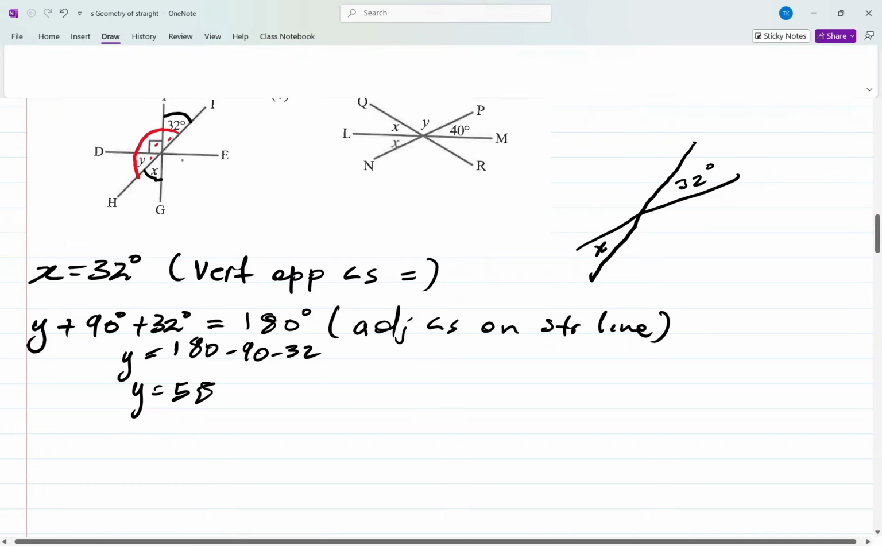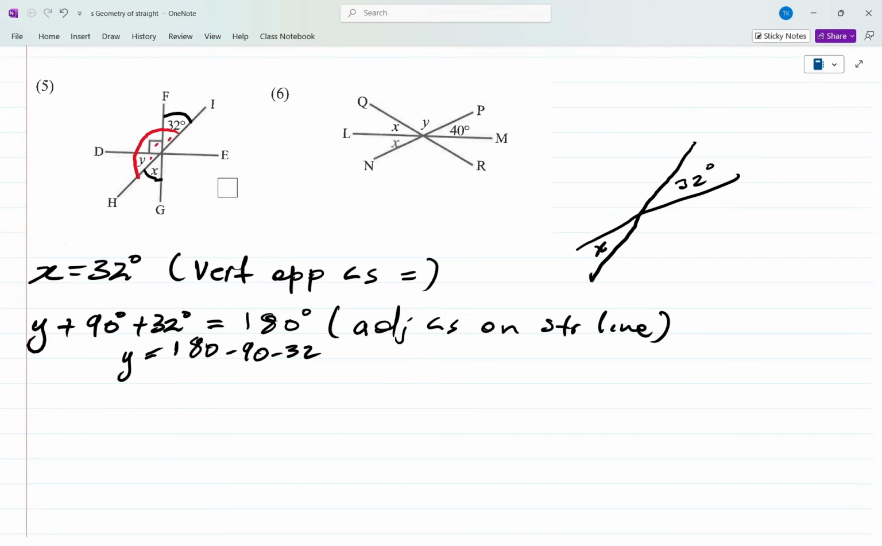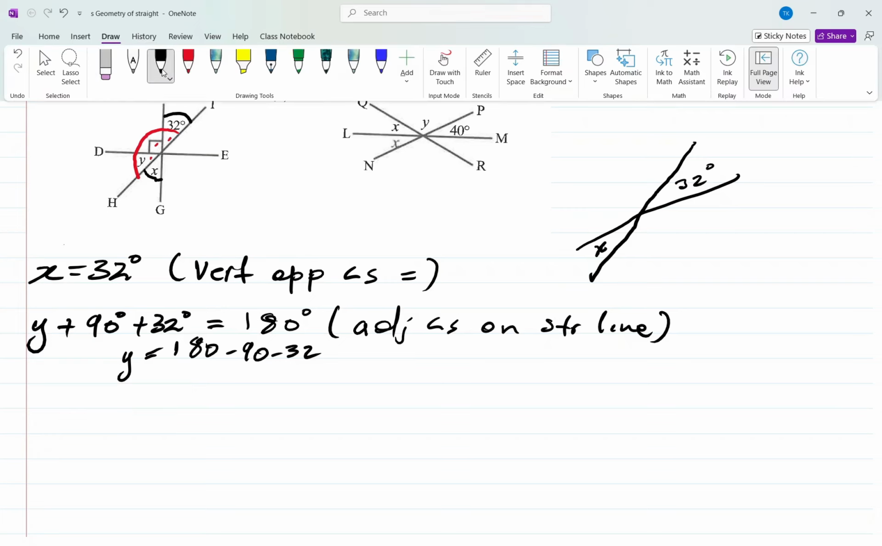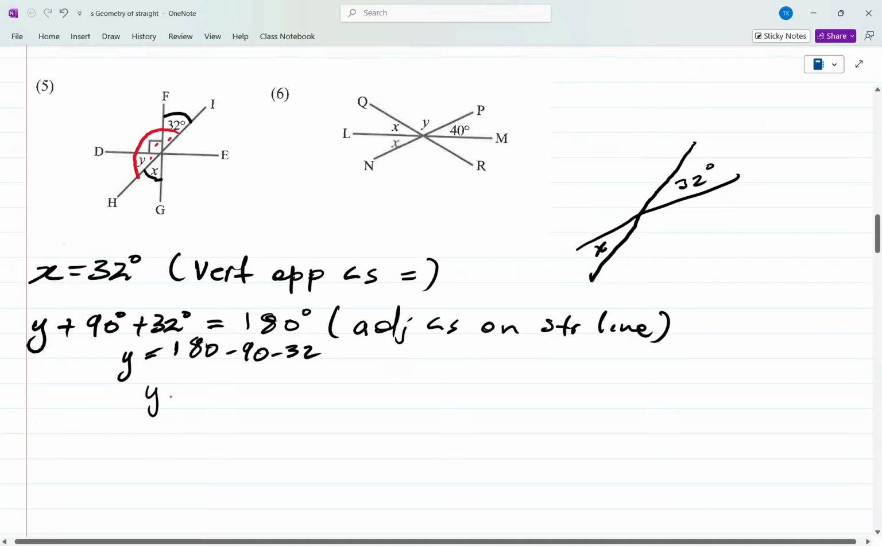Hey, what's happening to my handwriting now? I promise my handwriting is way better than this. That's if you haven't seen it. If you've seen my handwriting before, just keep quiet.